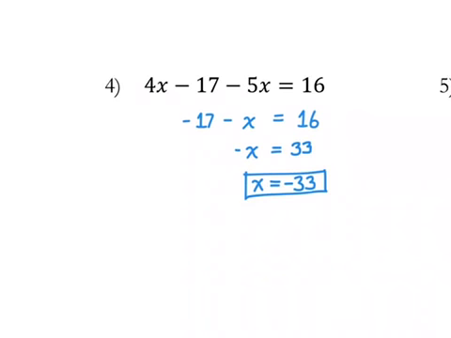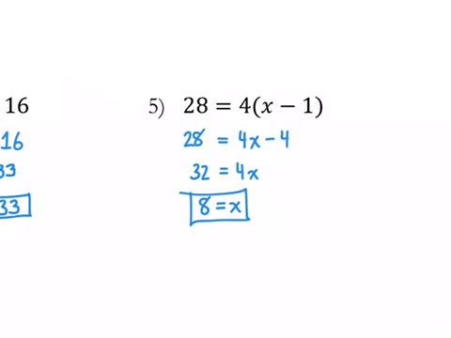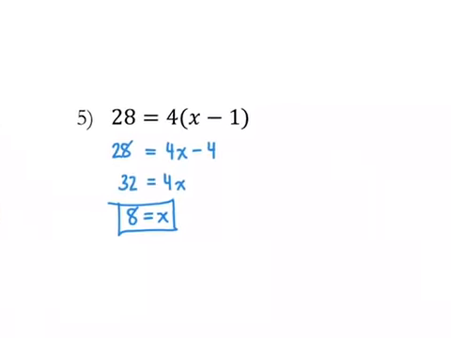Here I'm going to combine like terms. Be careful, 4x minus 5x is, in fact, negative x. Add 17 to both sides, so I get negative x is equal to 33, which means x is equal to negative 33. Here I'm going to distribute the 4. Make sure that that 4 gets distributed to both terms, please. And be careful of your sign, so you get 4x minus 4. Add 4 to both sides, divide both sides by 4, and my answer is x equals 8.